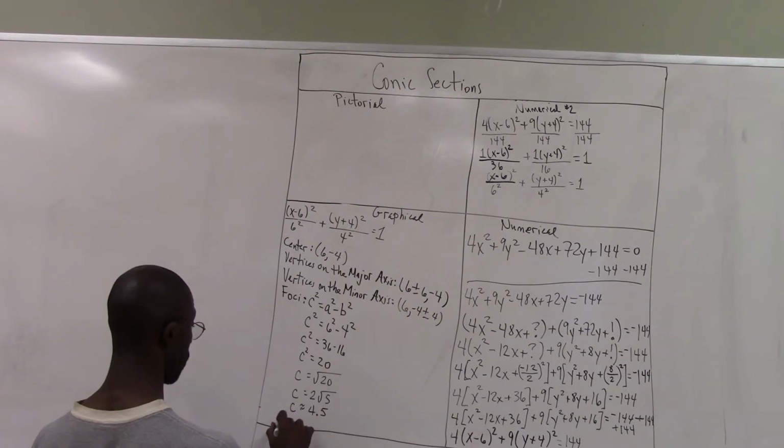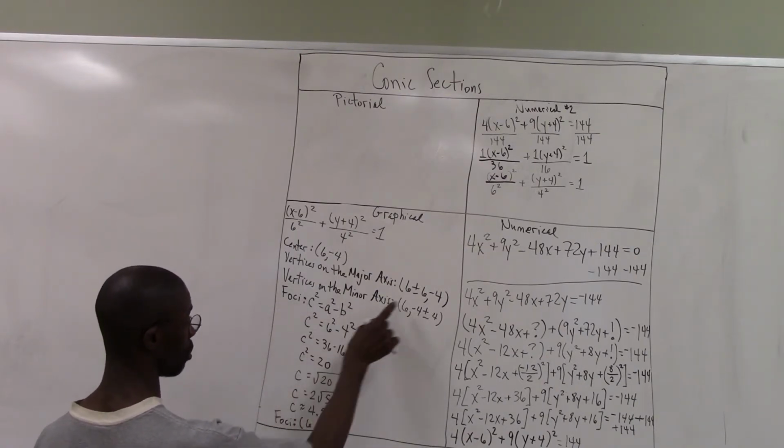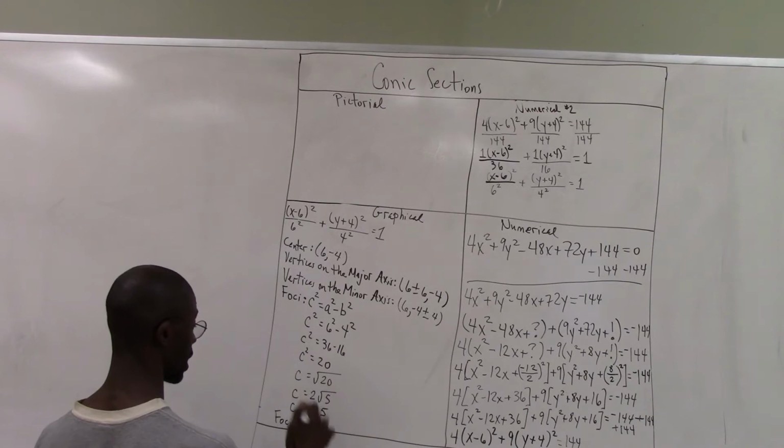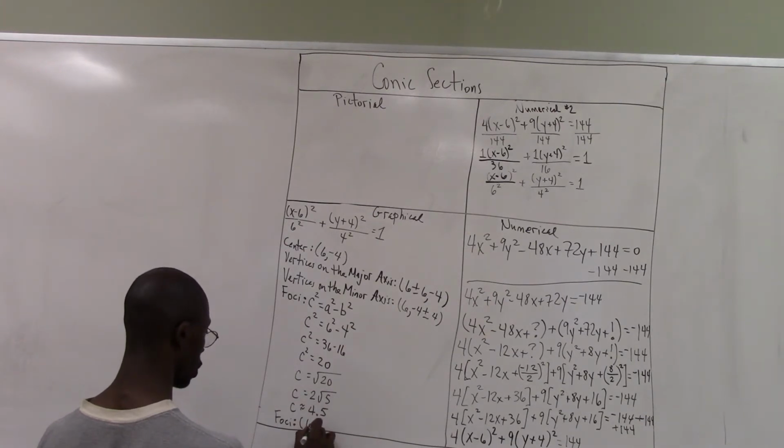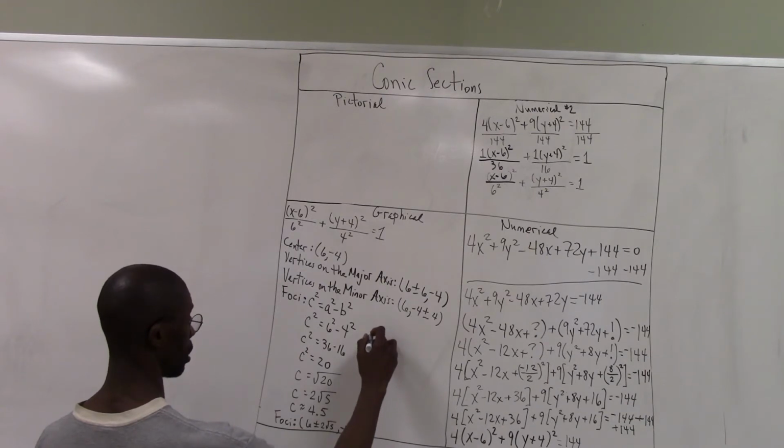And so therefore our foci coordinate will be 6, and because we're dealing with the major axis, we're going to be adjusting on the major axis, so 6 plus or minus 2 times the square root of 5, and we're not moving up or down, so we maintain the -4.